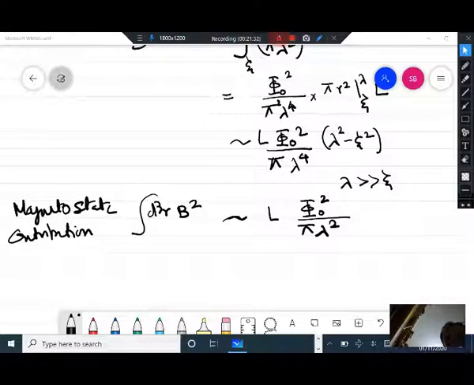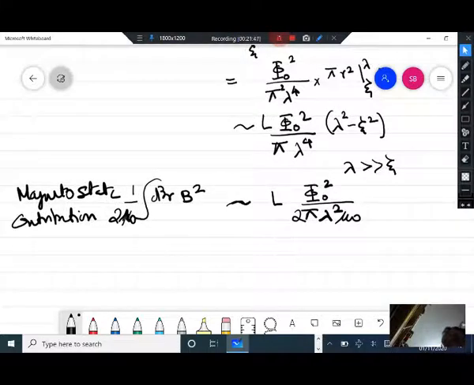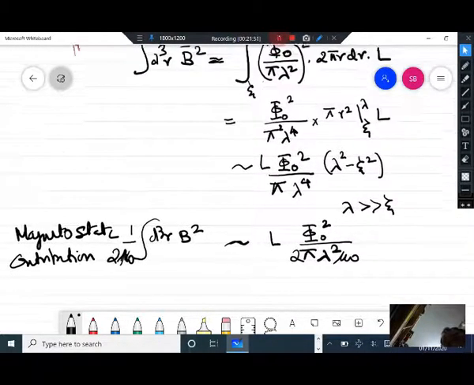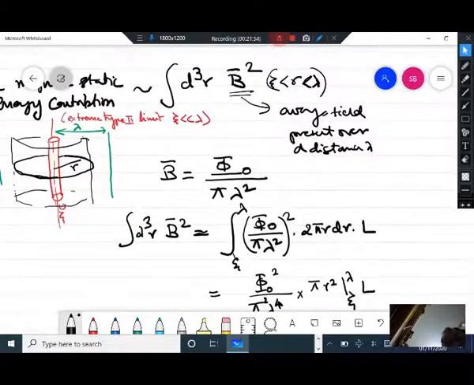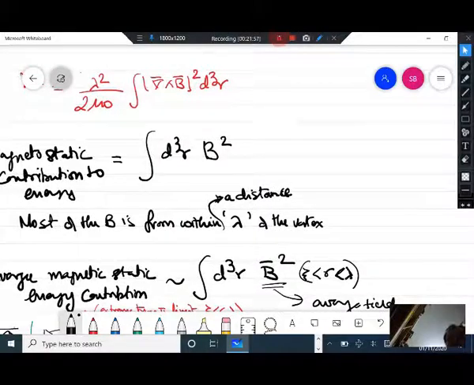This would be the form of the magnetostatic contribution. Now the magnetostatic contribution has 1 by 2 mu naught also, so this gives rise to an additional factor. If you take care of the units, then there will be 1 by 2 mu naught. So the net, this would be the contribution from the magnetostatic energy. Now let us go back to the kinetic energy contribution.